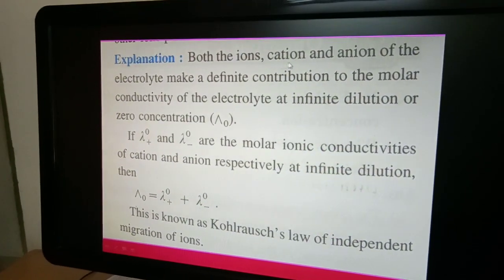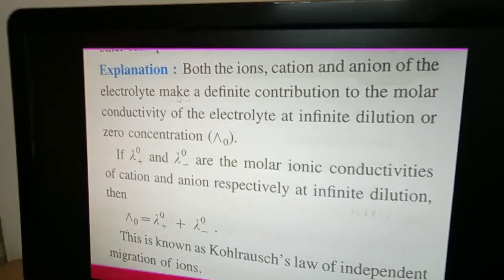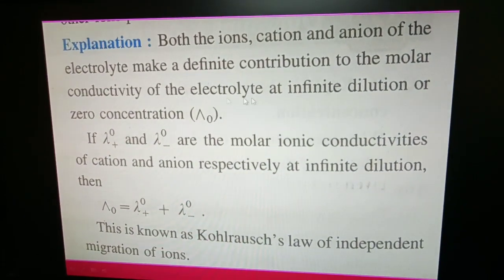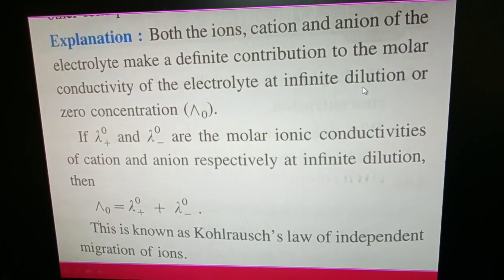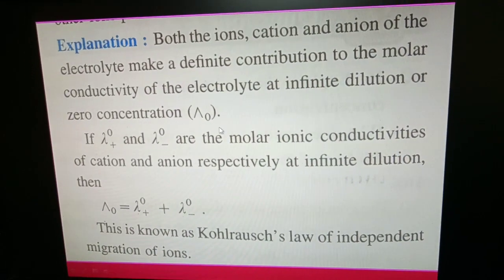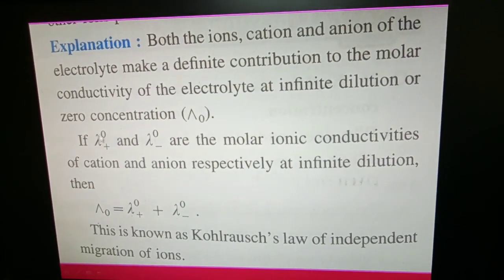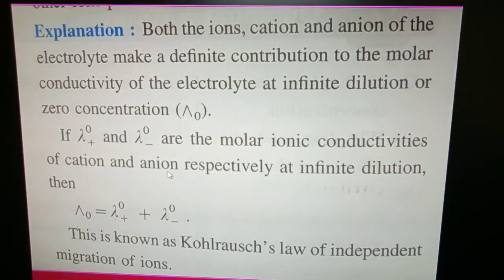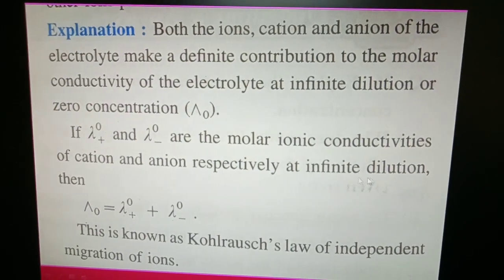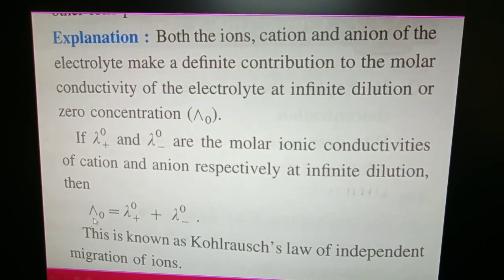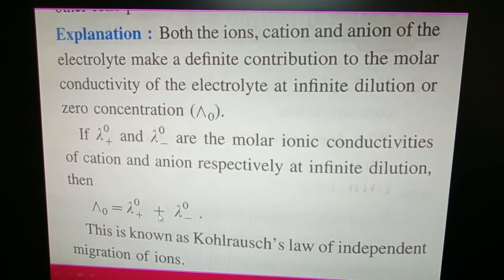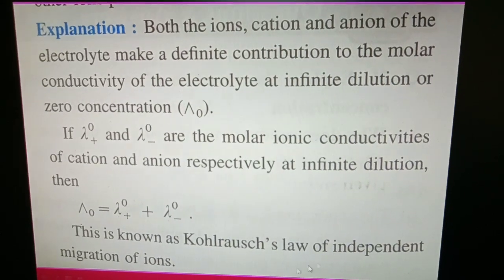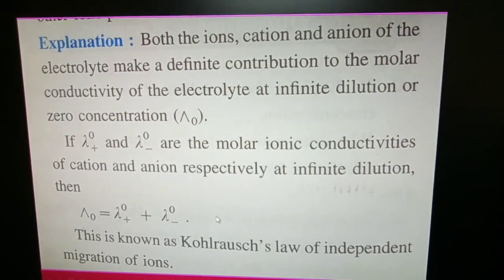Explanation. Both the ions, that is the cation and the anion of the electrolyte, make a definite contribution to the molar conductivity of the electrolyte at infinite dilution, that is zero concentration. If lambda 0 plus and lambda 0 minus are molar ionic conductivities of cation and anion respectively at infinite dilution, then lambda 0 is equal to lambda 0 plus plus lambda 0 minus. This is known as Kohlrausch's law of independent migration of ions.